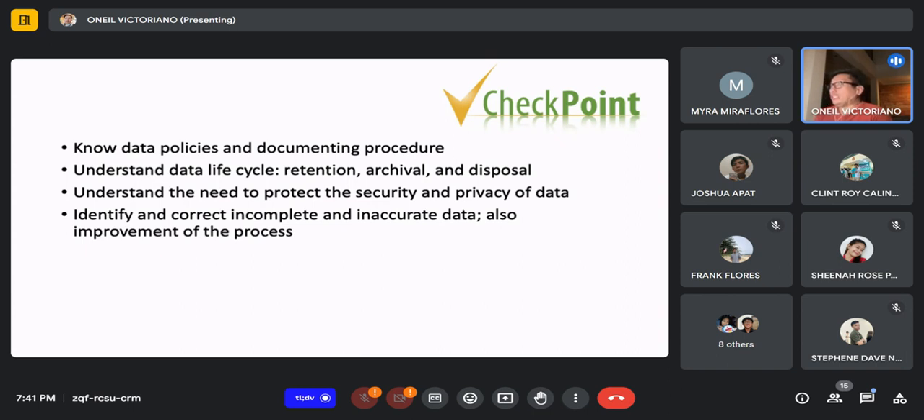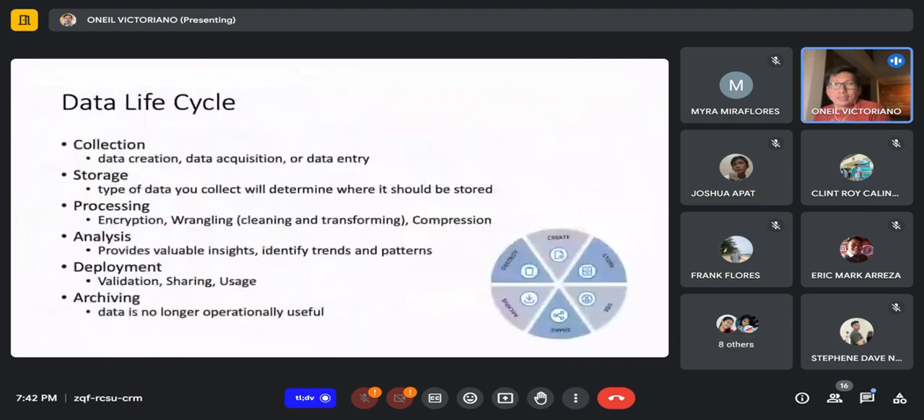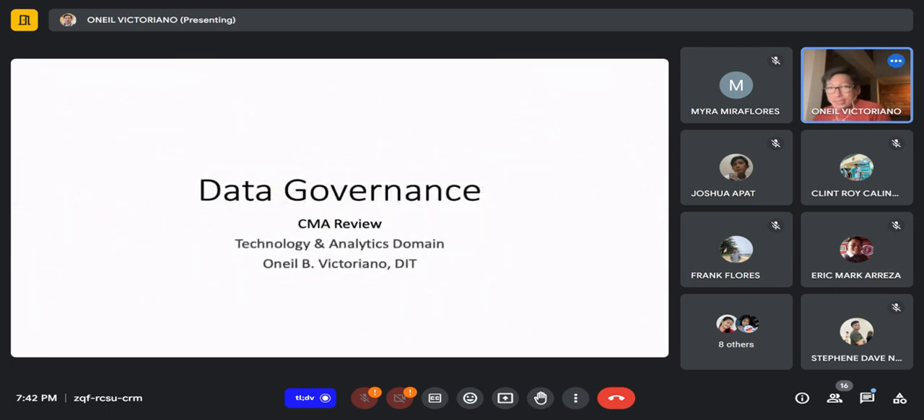These are competencies: to be able to understand data lifecycle, retention, archiving, and disposal; to understand the protection, security, and privacy of data; and to identify and correct incomplete, inaccurate data, and also improve the process of data governance. So before we end the second subtopic for data governance, let me share a quick view of an introduction to summarize data governance.